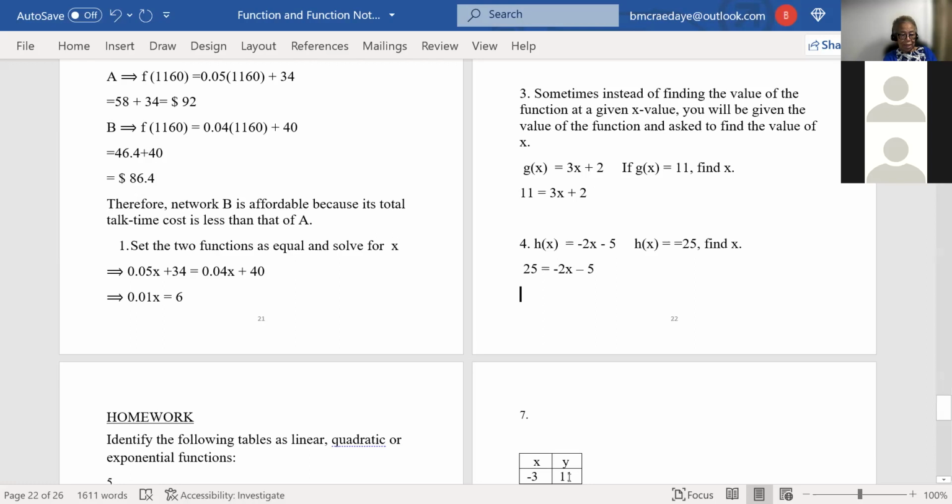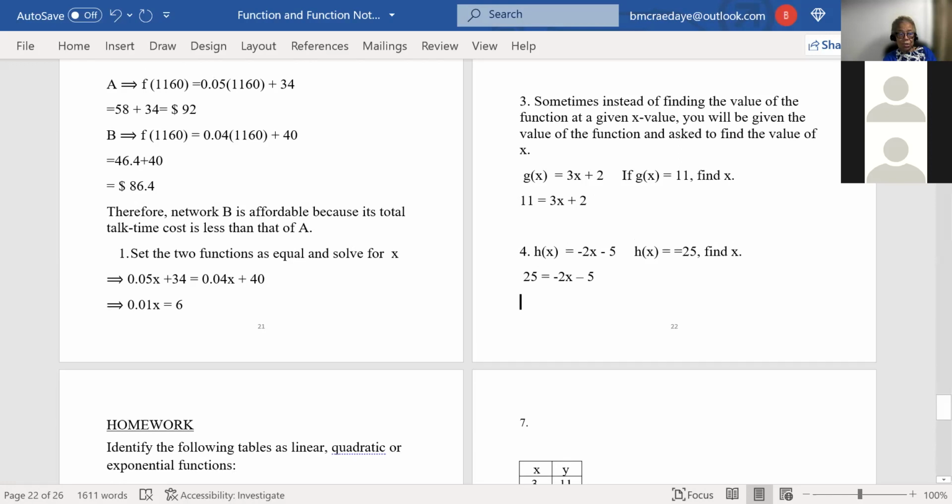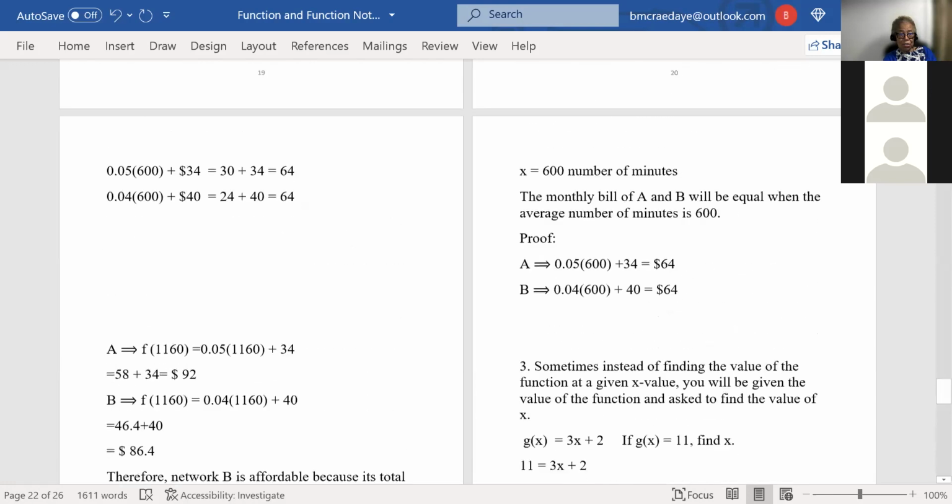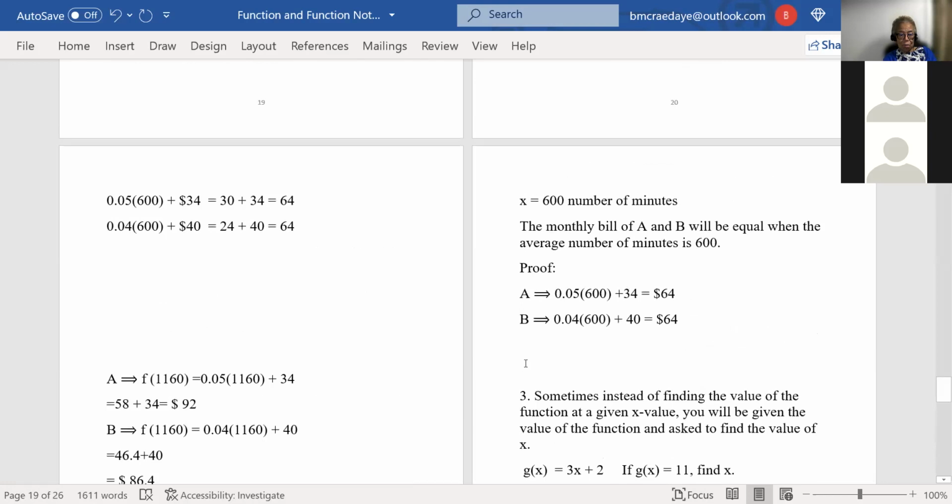And then the next 4 is just to find whether it's linear, quadratic, or exponential. So your homework really starts here. I have it here, but it starts here. Homework.